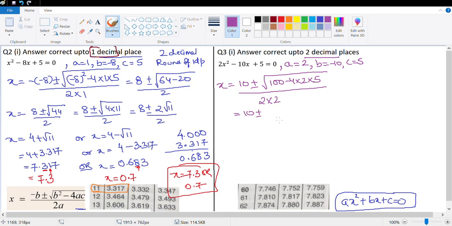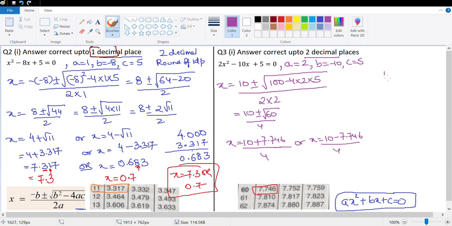So this is 10 plus minus root 100 minus, this is 4 into 2, 8, 8 into 5, 40. So 100 minus 40, that's 60 upon 4, which means x is equal to 10 plus root 60 upon 4. Root 60, the table I have put it here, root 60 is 7.746. So x is 10 plus 7.746 upon 4, or x is equal to 10 minus 7.746 upon 4.